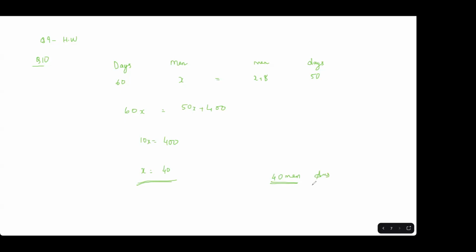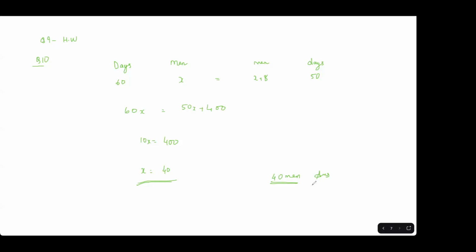Understood, everyone? Yes, sir. Sir, I didn't understand this one. Okay. There are some people working on a project and they can do it in 60 days. This is the first part of the question. Now the question says that if there were 8 more people than the original number of workmen, the same work would be done in 50 days. So the work done is the same.